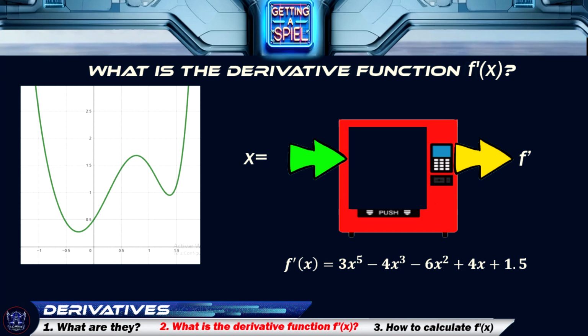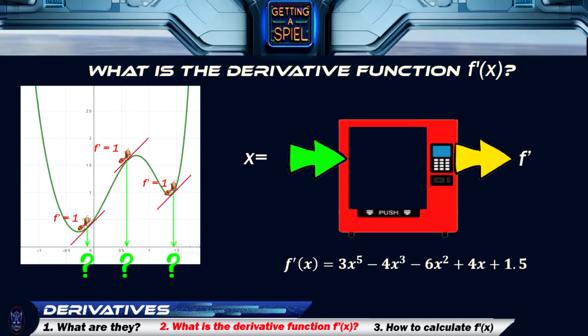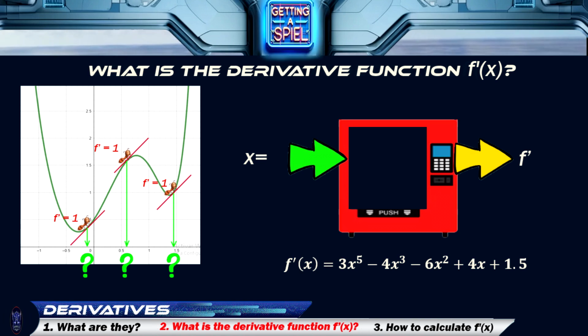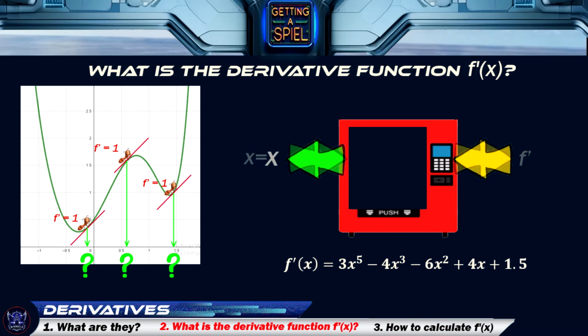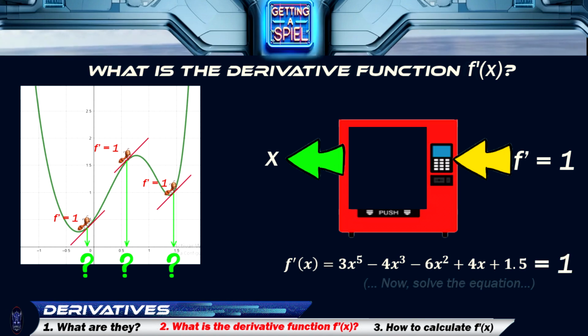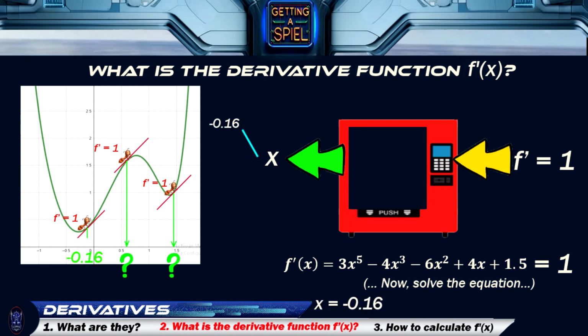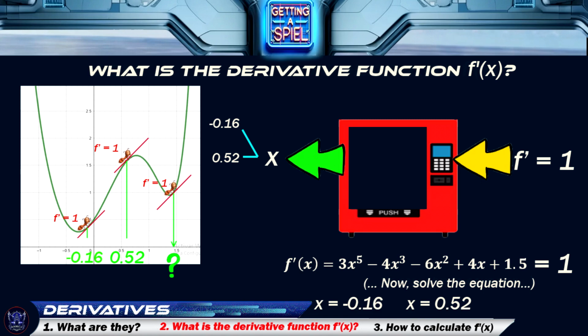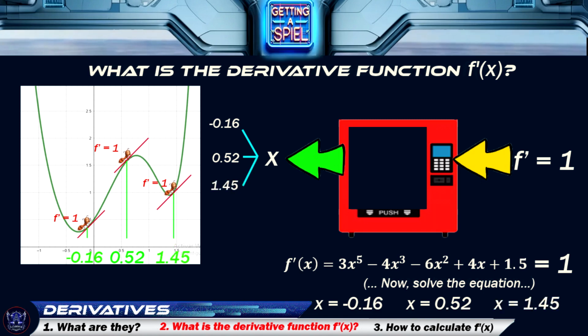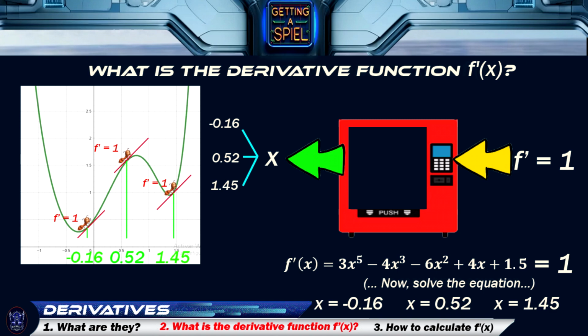But now something even better. What do you think about asking the derivative where ants have a slope of 1? Be careful here, because in this case, we are not substituting x by 1, but instead setting the derivative equal to 1. Then, by solving the equation, math tells us at x equals -0.16, x equals 0.5, and x equals 1.45, there are ants with a slope of 1. See how powerful the derivative function is?